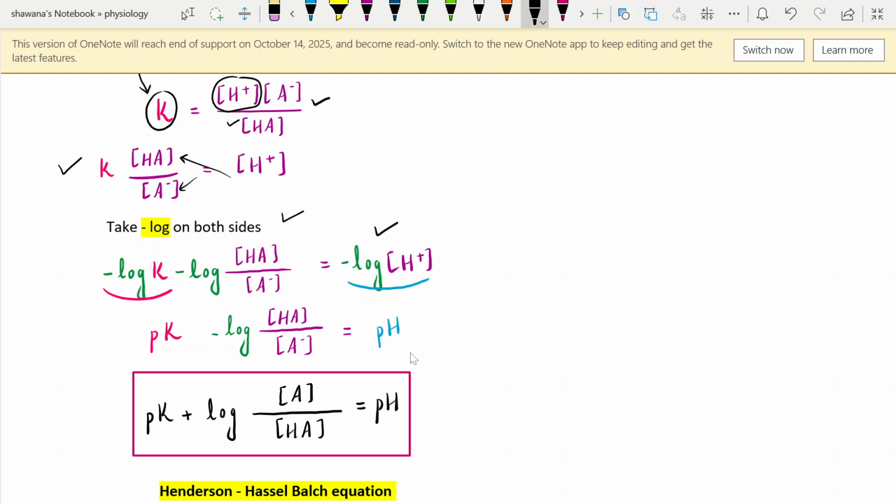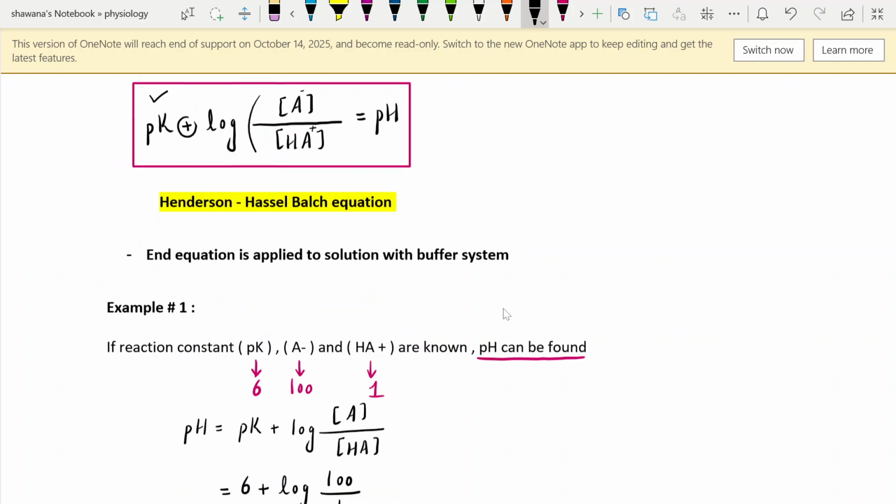So what's the final equation? pH is equal to pK plus log of A negative by HA. And this equation is applied to solutions with a buffer system. We can apply this equation to a buffer solution and we can find the pH of the solution, we can find the pK of the solution, we can find the ratio of ion concentrations. So first of all, we can apply this equation and then we will move forward.